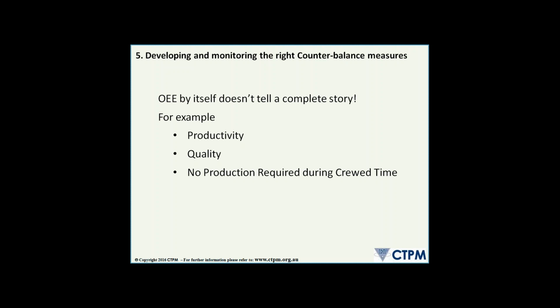And the third example I'll put there is no production required time. We've got to know exactly what that time is and monitor it so we can use it for our ongoing continuous improvement activities or make changes to the way we run the place so that we can minimise it. So monitoring the right counterbalance measures is critical, and that's just an example of some counterbalance measures, but you really need to take a holistic look at performance. Don't just look at OEE and talk about OEE. That has been our learning.